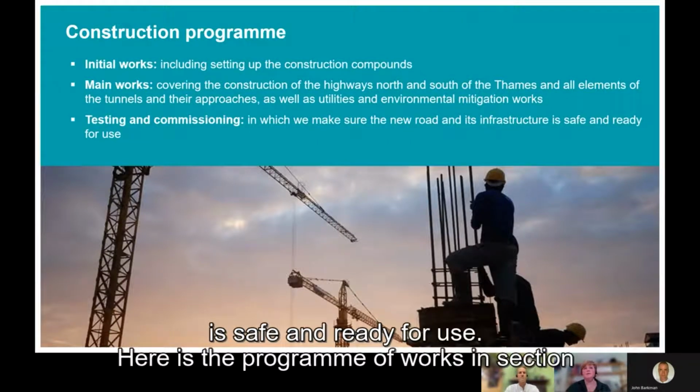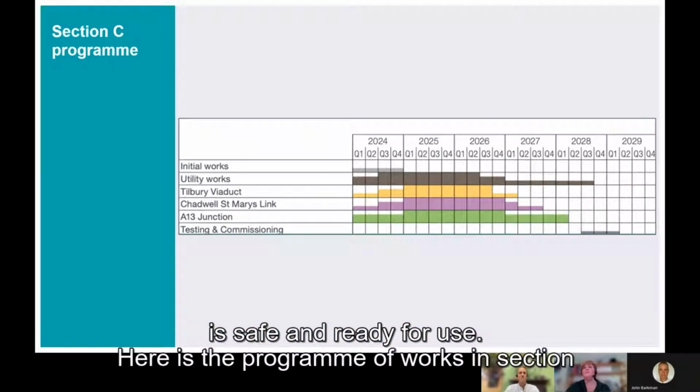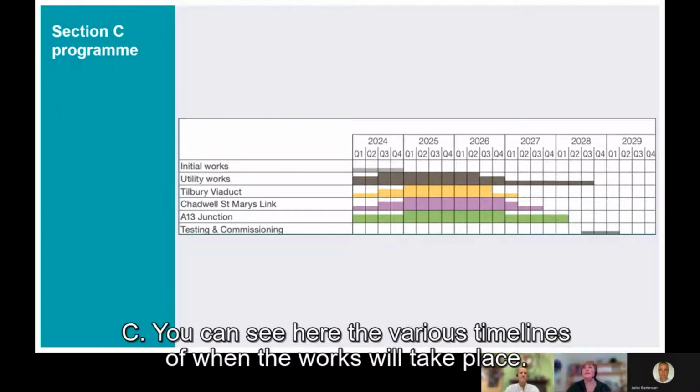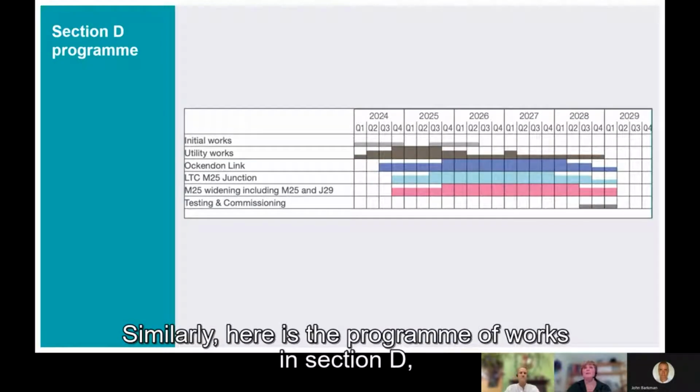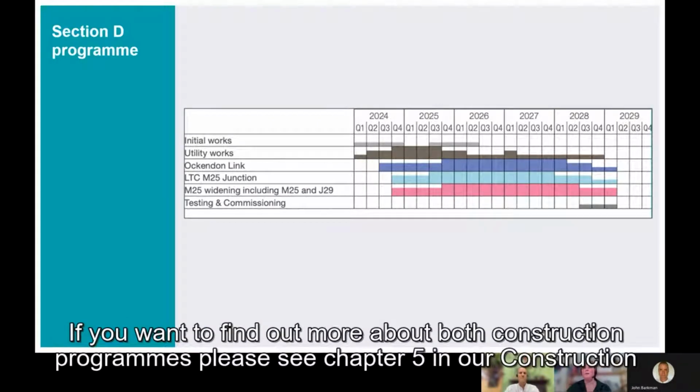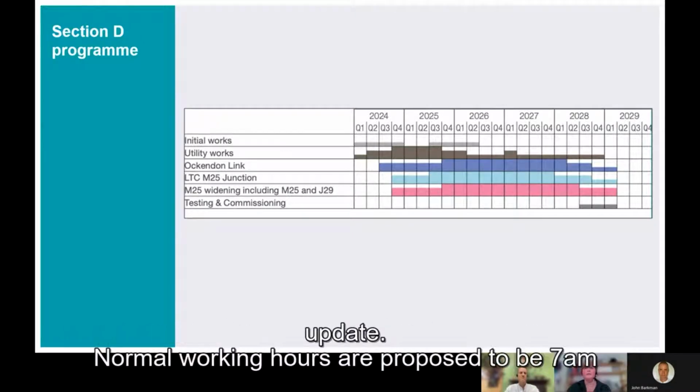Here is the programme of works in Section C. You can see here the various timelines when the works will be taking place. Similarly, this is the programme for works in Section D. If you want to find out more about both construction programmes, please see Chapter 5 of our construction update.